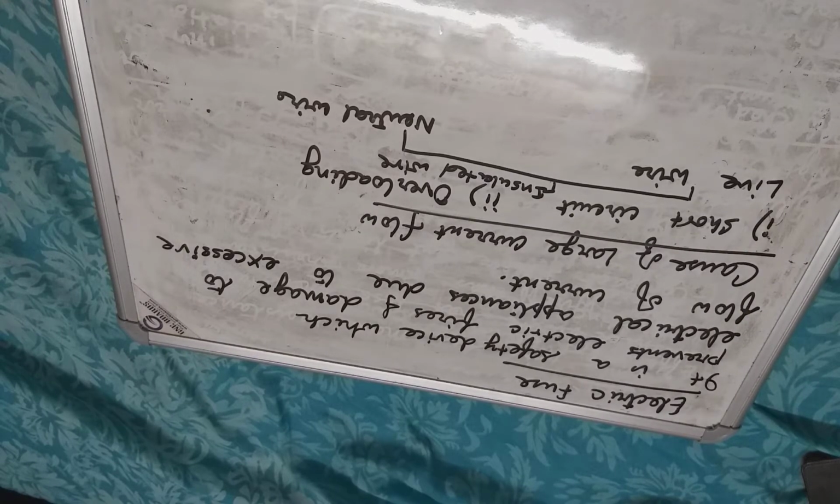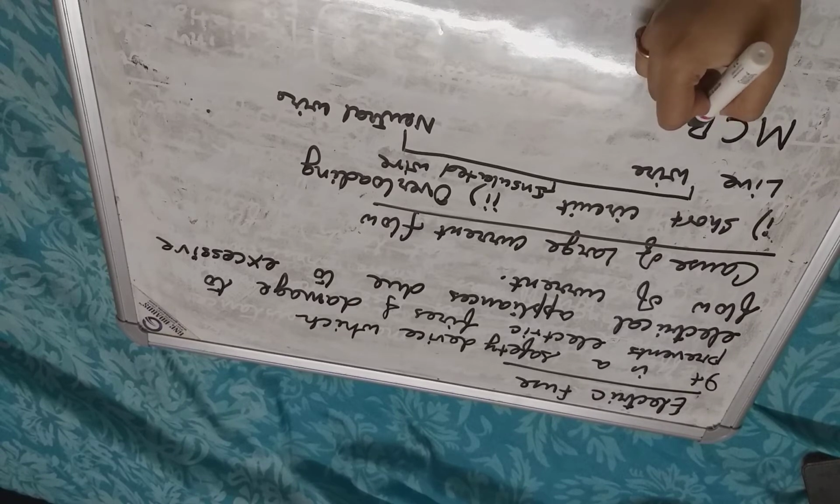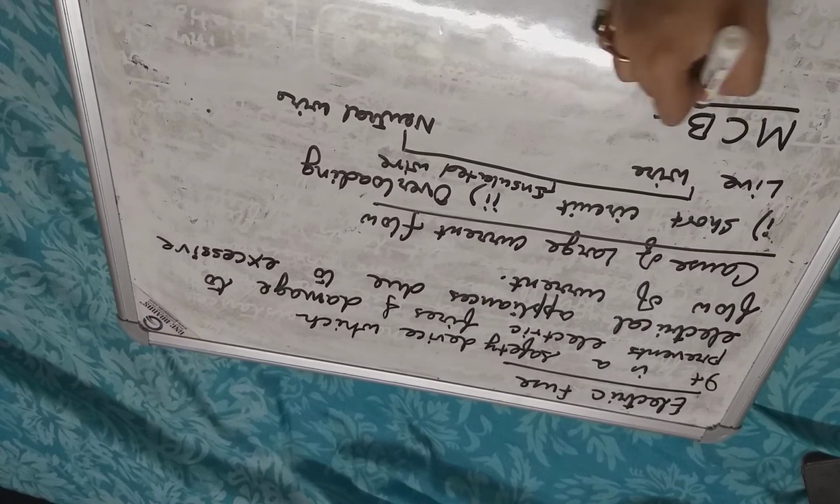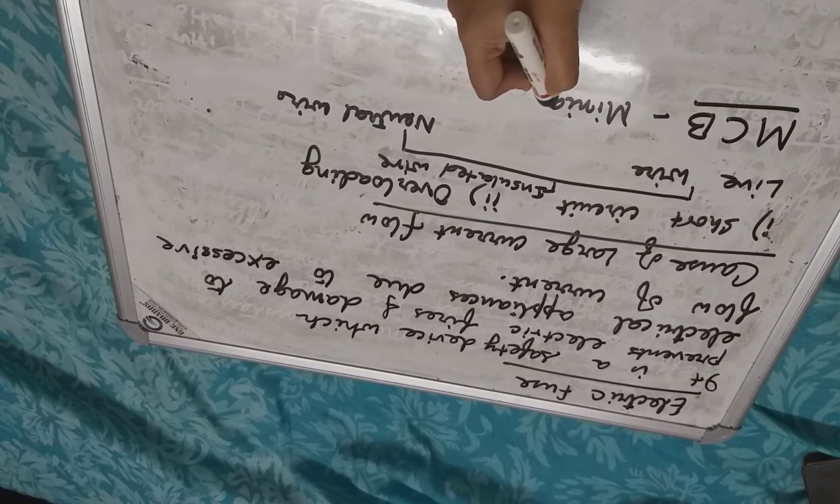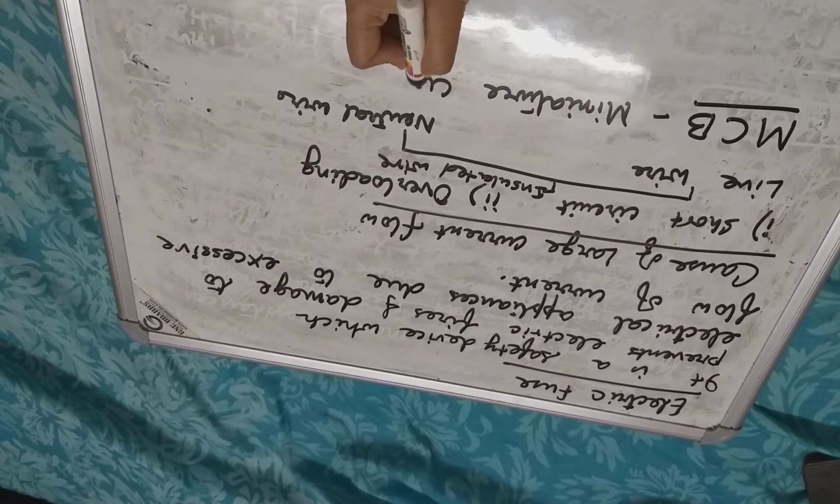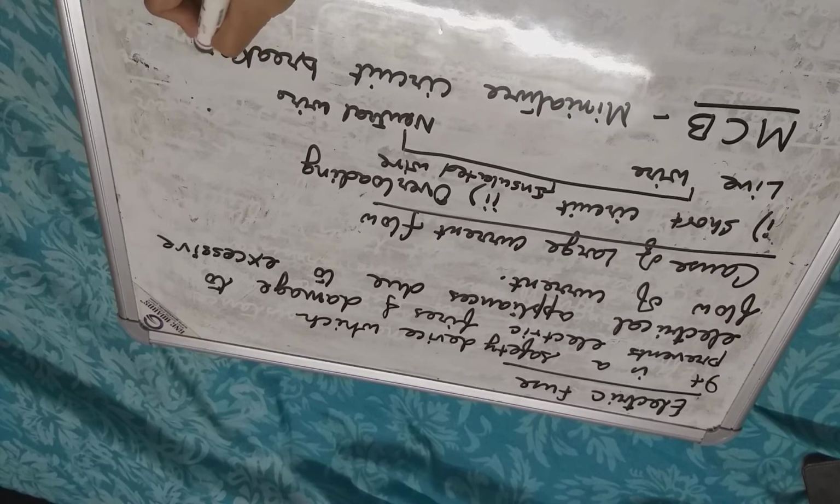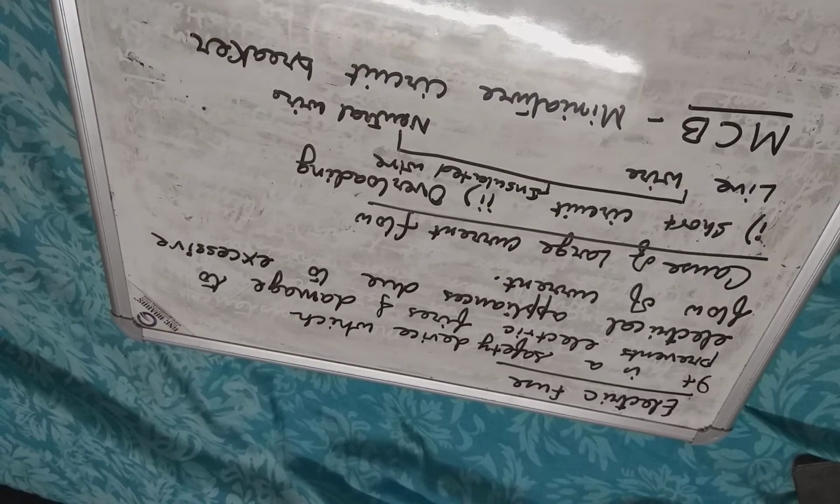Next is MCB. MCB can also be used in place of a fuse. MCB stands for miniature circuit breaker. Very often, whenever the electrical board is opened, you can see that MCB is there. Sometimes the voltage goes up and down, and it will be controlled by the MCB, the miniature circuit breaker. So electric fuse is there and MCB is there. Either can be used nowadays.